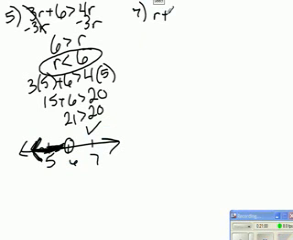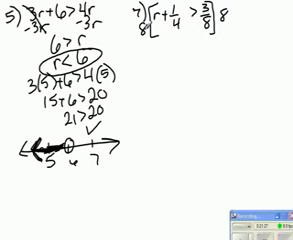Number 7, we have r plus 1/4 greater than 3/8. And again, this is a case where I would say we don't like to work with the fractions because we make more mistakes that way. So we're going to multiply everything in here by the common denominator, which would be, if you have a 4 and an 8, your least common denominator, there we go, should be 8. So you want to use 8.